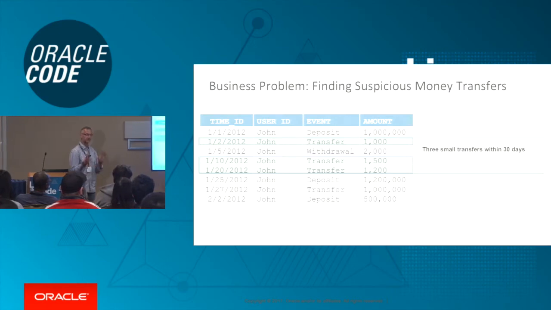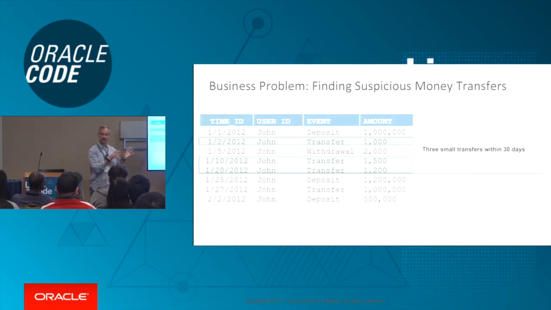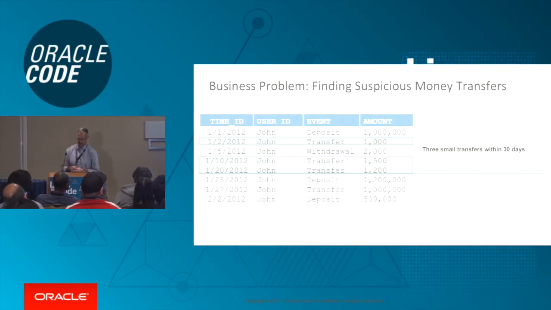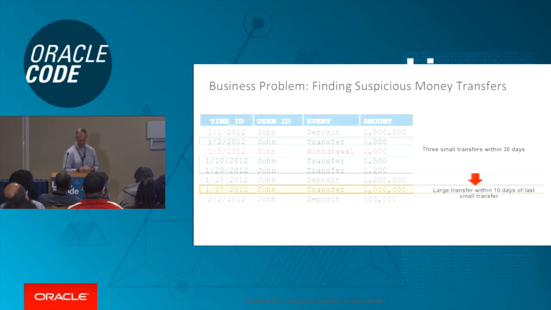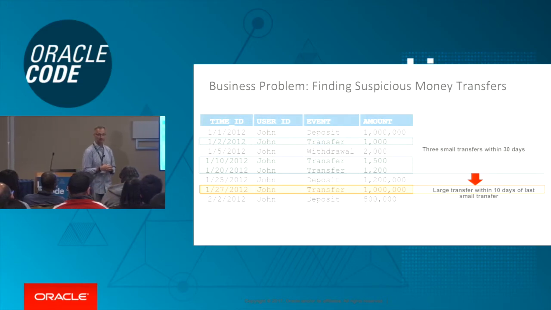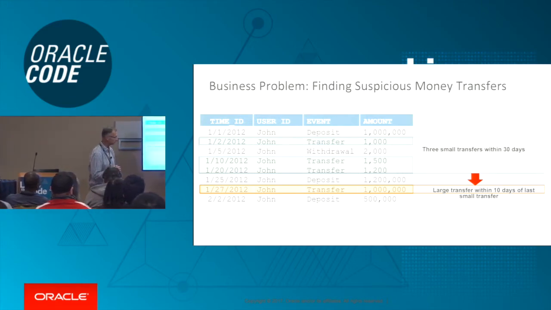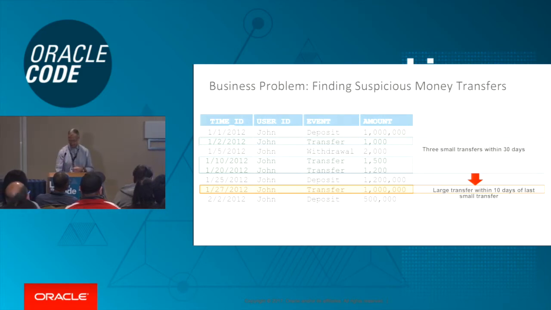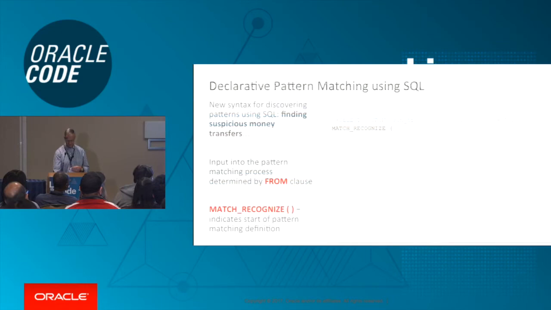So I also limited it to only one account. You see my friend John here. There's 3 small transactions between the 2nd of January and the 20th of January, and then he does the big transfer of $1 million. I wish I would have that on my bank account. Transfers it on the 27th, which is within the 10 days of the last small transfer.